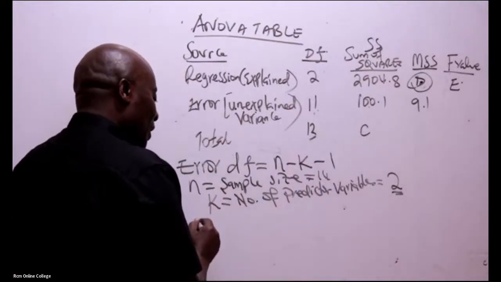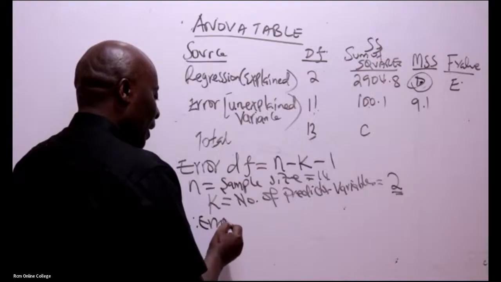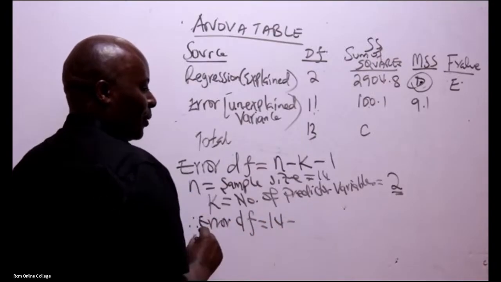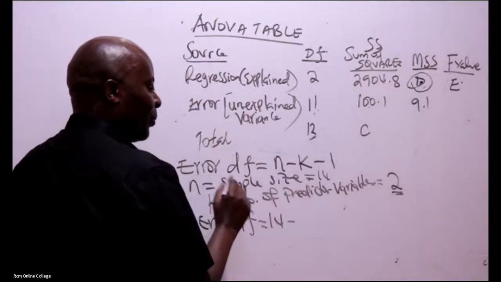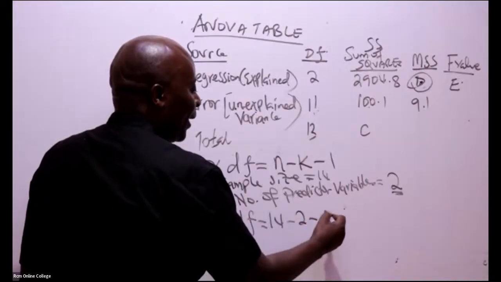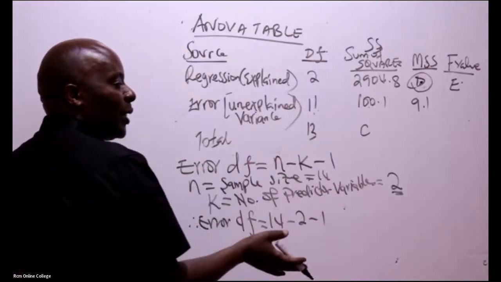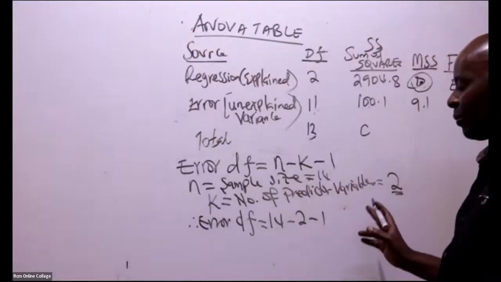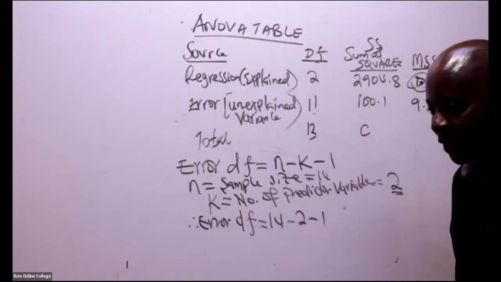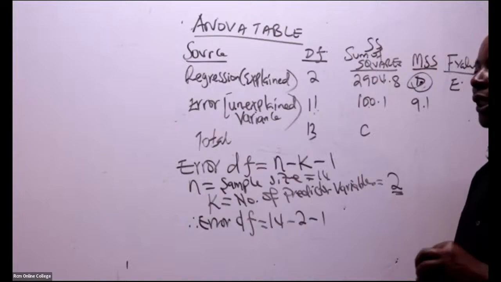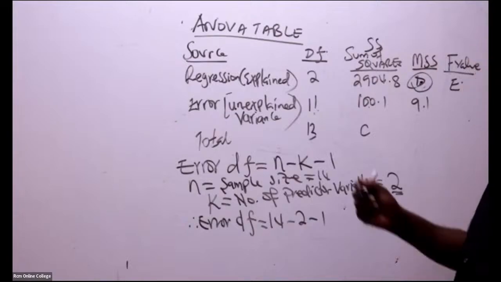So the error degrees of freedom here will be 14, the sample size, minus k, which is 2, minus 1. Don't ask me where that one is coming from; it's important to just cram it that way. So 14 minus 2 minus 1 will give us what here? Thank you so much, Nancy. Yes, error is the same as the residual degrees of freedom.